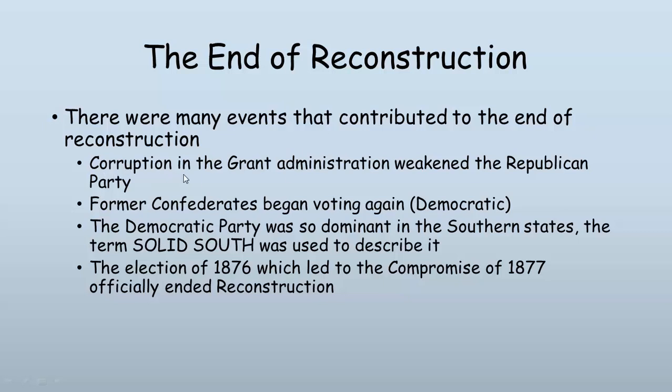First of all, there was way too much corruption in Ulysses S. Grant's presidency. It weakened the Republican Party. It made citizens pretty much want to give up on trusting the federal government and trusting Reconstruction. Former Confederates began voting again, mostly Democratic, which led to the Solid South voting Democratically. The Democratic Party was so dominant, once again, what was its term? The Solid South. From about the 1870s to 1900, the South voted Democratically every single presidential election. And then, obviously, the election of 1876 led to the Compromise of 1877, which officially ends Reconstruction.